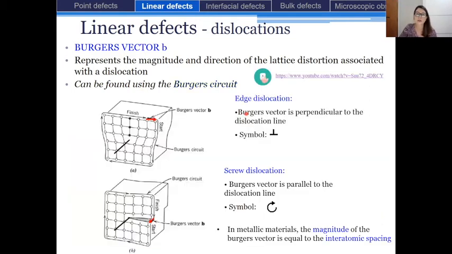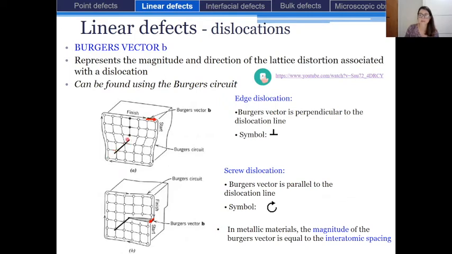Okay, so now if we come back to the edge dislocation and screw dislocation and try to identify the Burgers vector, we will see that in fact, in edge dislocation, if we trace the Burgers circuit around this dislocation, we will be able to identify the Burgers vector b, and this Burgers vector is perpendicular to the dislocation line.